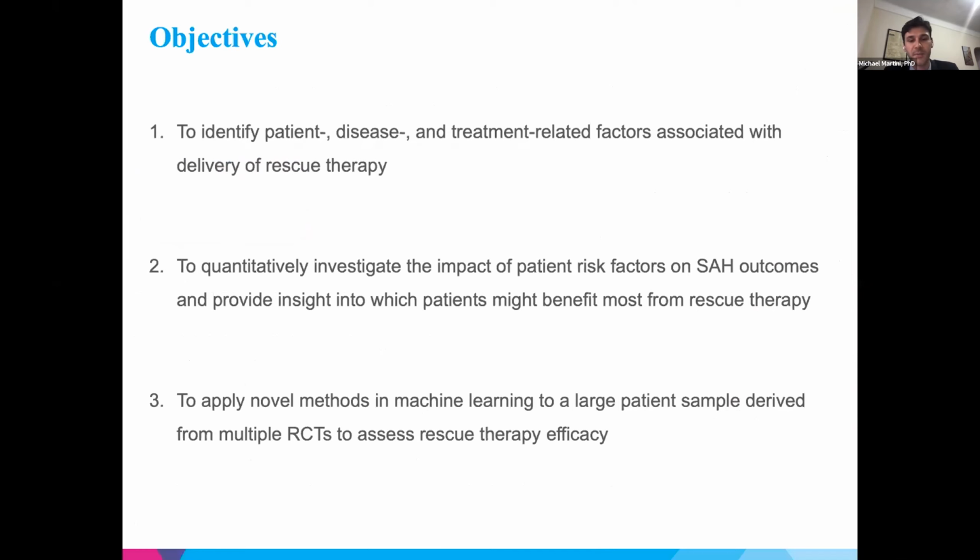However, given these shortcomings, we sought to conduct a study with 3 goals in mind. First, we wanted to understand who's actually getting rescue therapy and what factors into the decision to give it. Second, we wanted to study patient risk factors on SAH outcomes to see which patients might benefit the most from rescue. And finally, we wanted to see if we could evaluate rescue therapy using a larger pooled sample size derived from multiple RCTs to see if we would generate any different results or new insights.